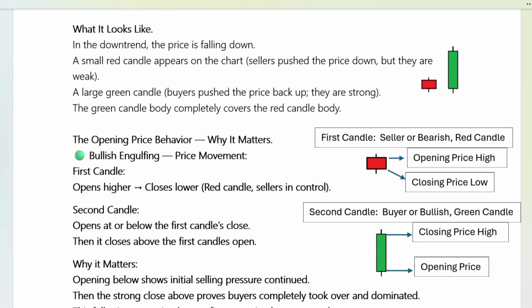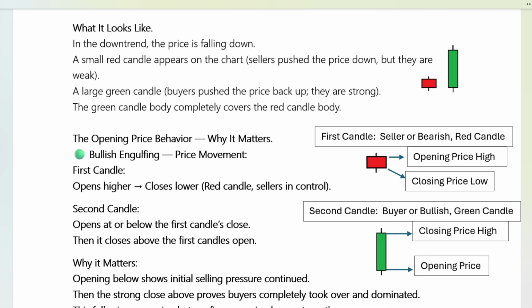What it looks like. In the downtrend, the price is falling down. A small red candle appears on the chart. Sellers push the price down, but they are weak. A large green candle, buyers push the price back up, they are strong. The green candle body completely covers the red candle body.